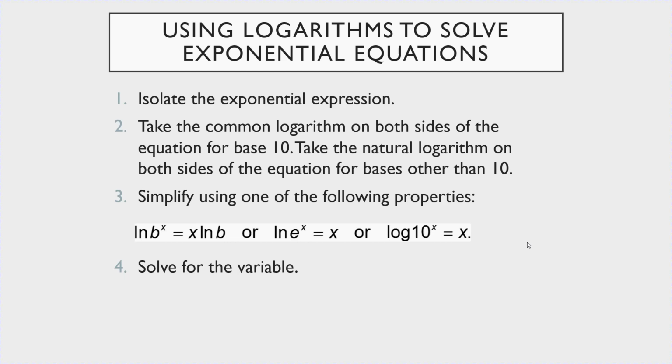So then you're just going to simplify using the following properties. Natural log of b to the x is equal to x natural log of b, or natural log of e to the x is equal to x, or log of 10 to the x is equal to x. And then you're going to solve for the variable.